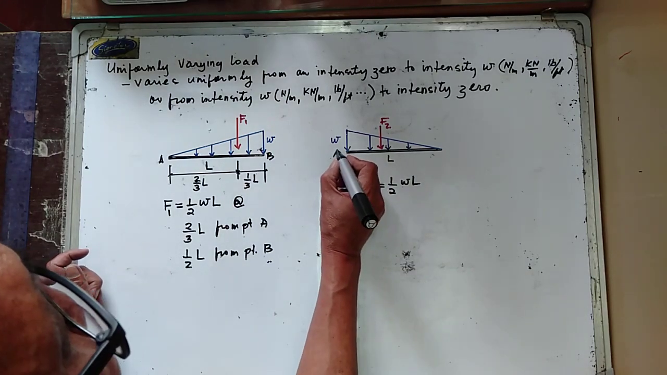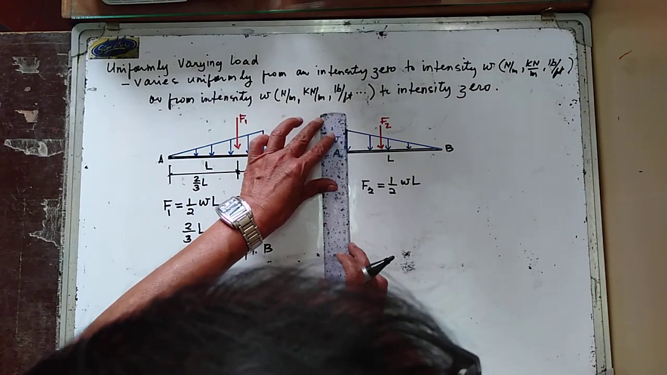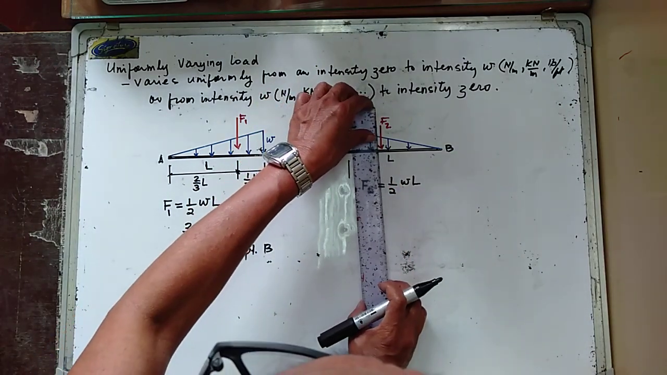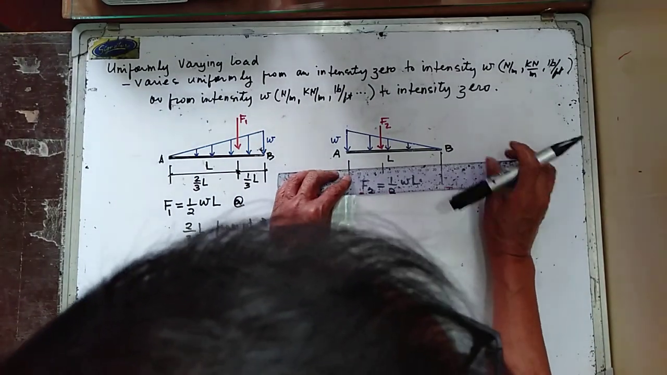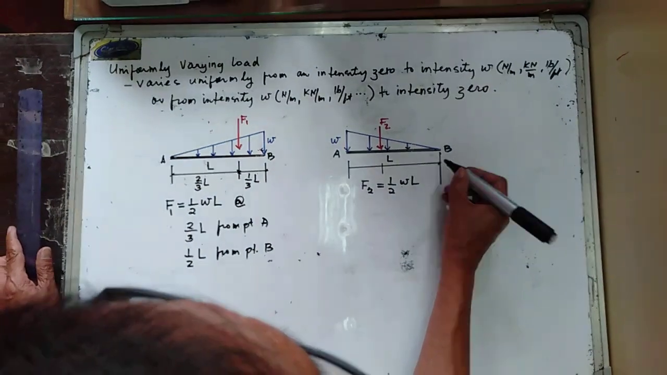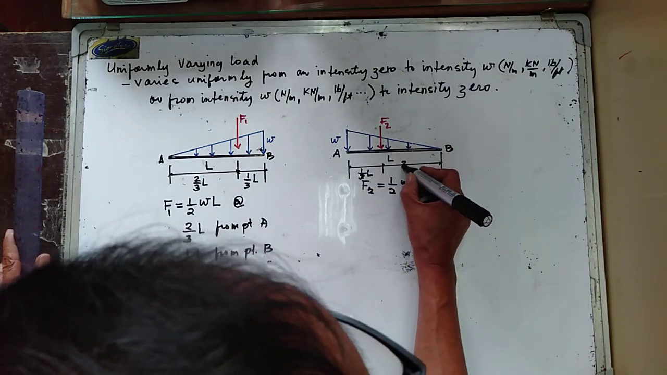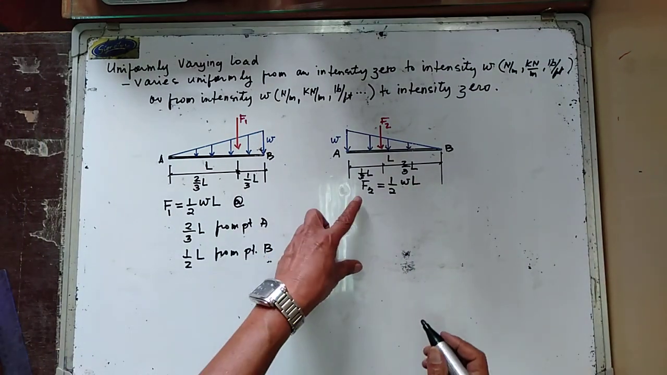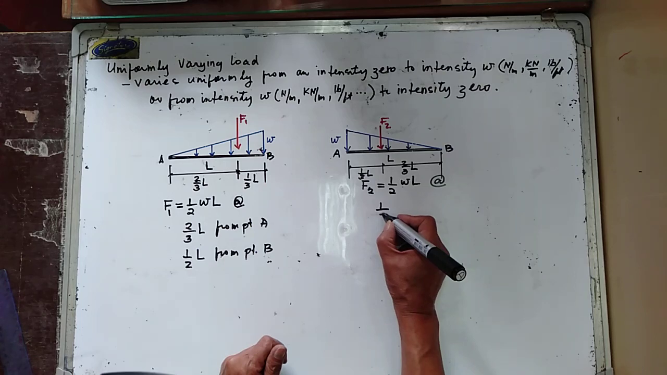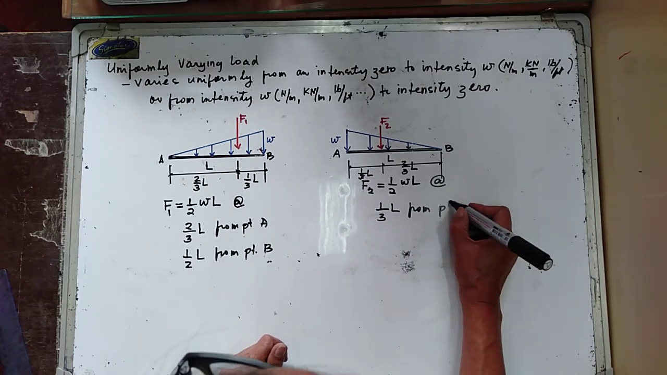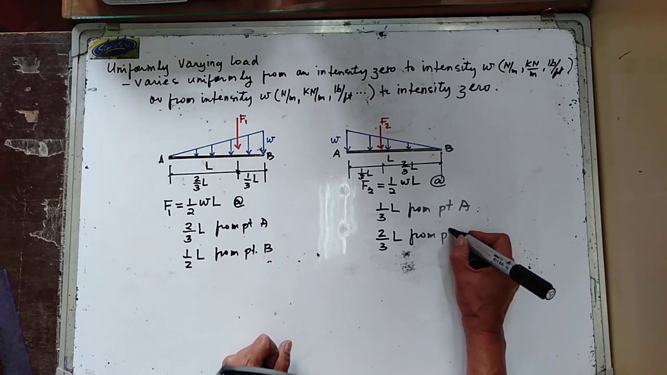So for the next uniformly varying load, F2 again passes through the centroid of the triangular area. So this is now the centroid of the triangular area. This is 1/3 from point A. This is 1/3 of L, and this one is 2/3 of L. And therefore, your F2 is acting at 1/3 of L from point A and 2/3 of L from point B.